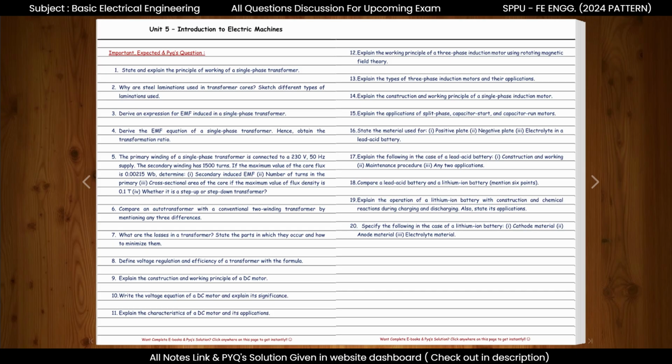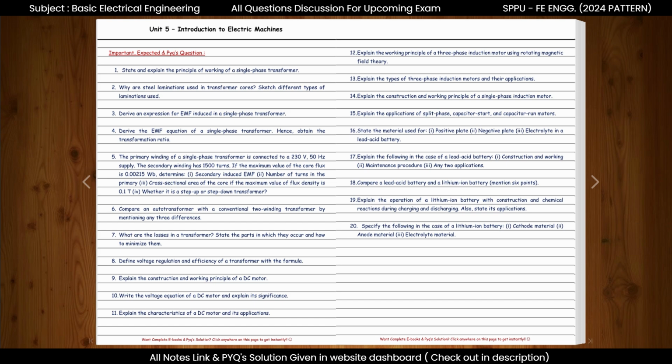Alright, let's move on to our next important topic. Explain the applications of split-phase, capacitor start, and capacitor run motors. Split-phase motors are used in washing machines and small tools. Capacitor start motors are suitable for high starting torque applications like compressors and pumps. Capacitor run motors run smoothly and efficiently in fans and blowers.